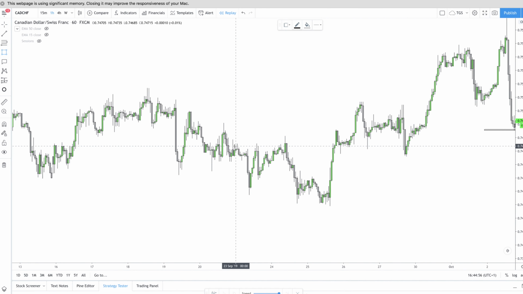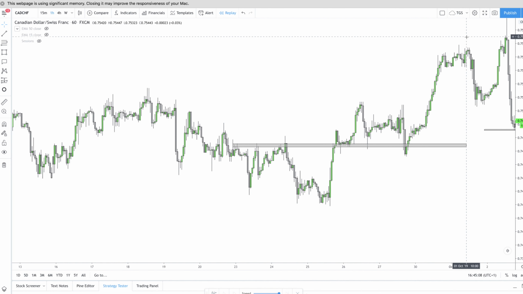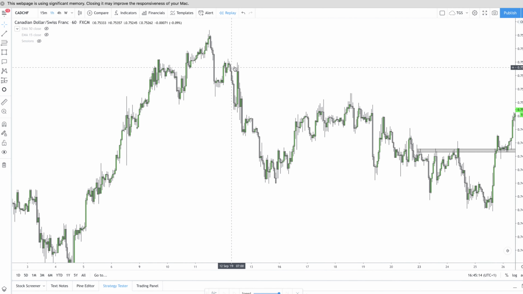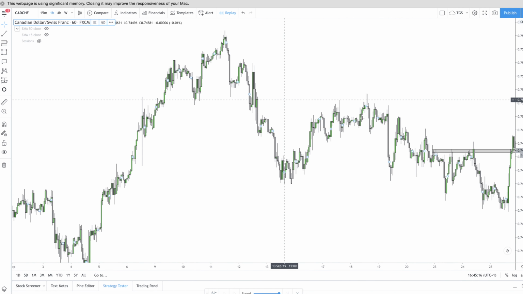If you just go through, you can get familiar with plotting these zones so much. Here, little zone of resistance, 1, 2, 3. Broke out, came back to retest, retested again, and finally shot off. So this resistance became support. And here again.